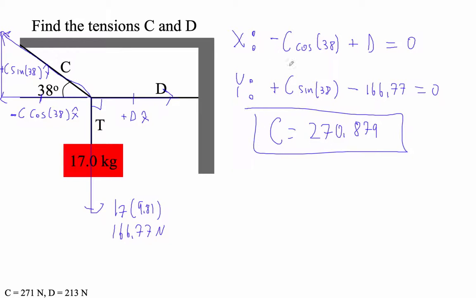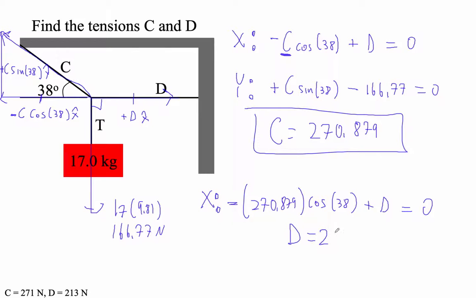Now let's plug it into this one. So for x, we've got the opposite of 270.879. I'm just plugging in for C, times the cos of 38 plus D equals 0. Well, that's easily solvable, right? D is just this times this. So that times cos 38 is 213.45. So these are newtons, right?